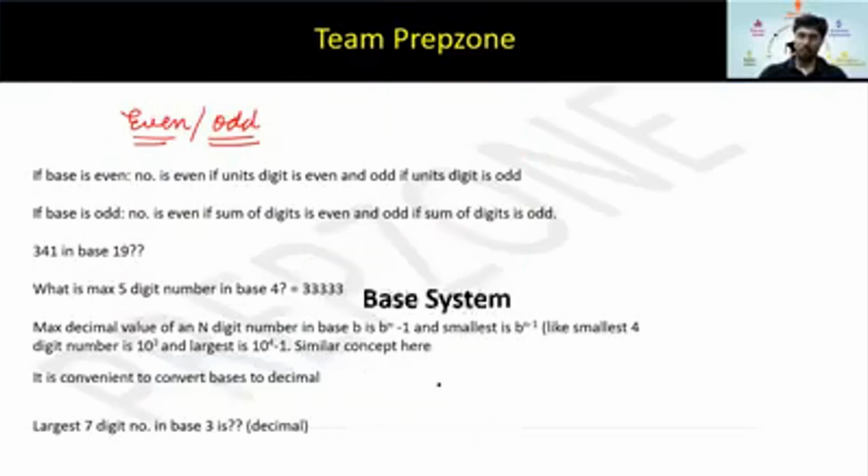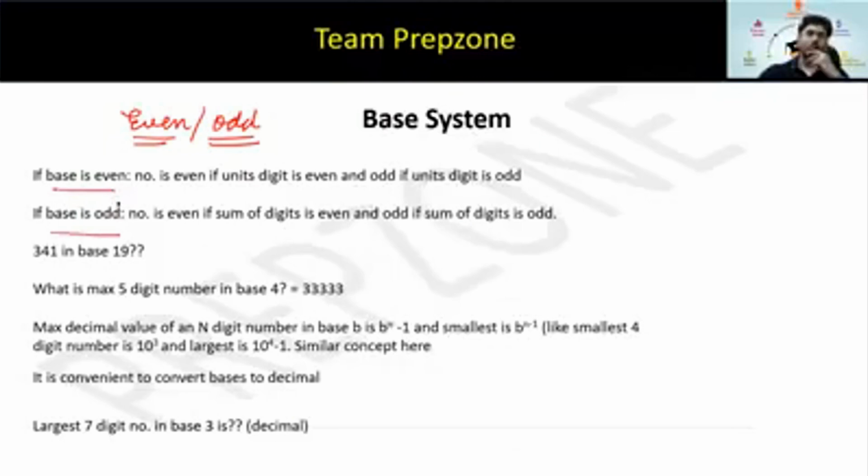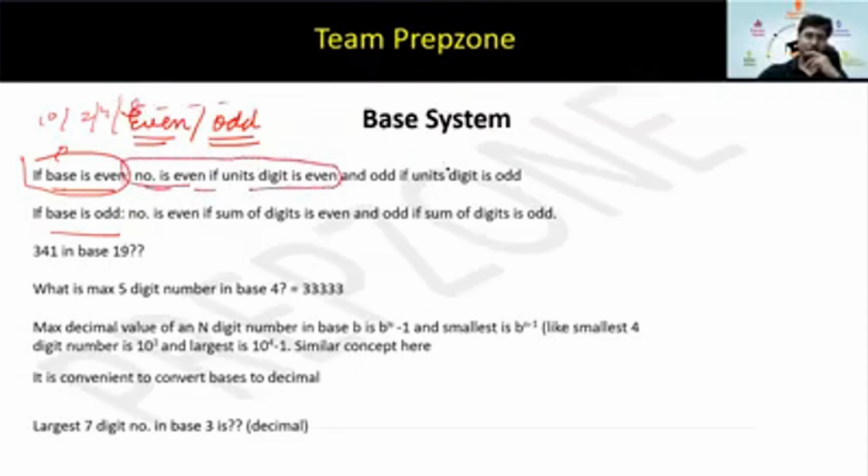Okay. So what I was saying is how to determine whether a number is even or odd. There is a rule. What is that rule? If the base is even, that is base 10, base 2, base 4, base 8, and so on, the number is even if the unit digit is even, and odd if the unit digit is odd. How to visualize this? Again, base 10. In the decimal system, which number do you consider as even?